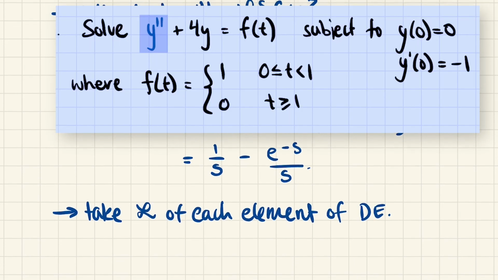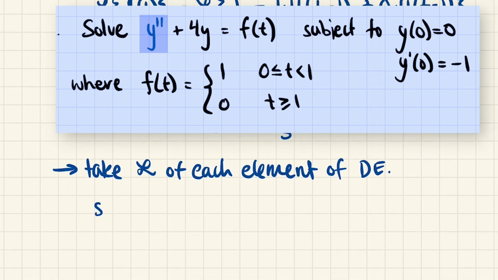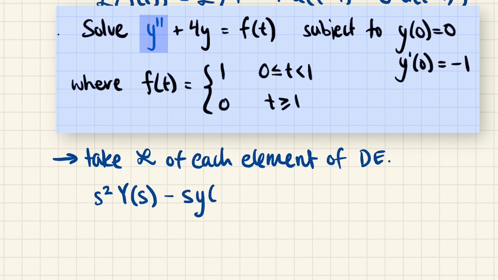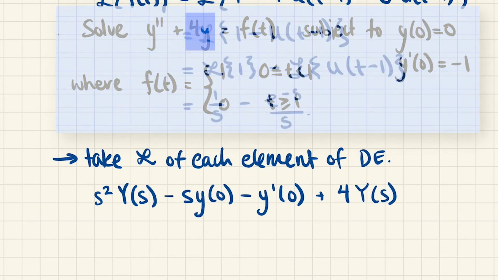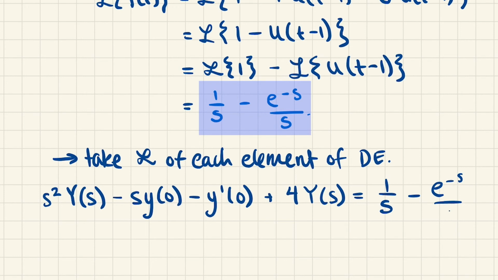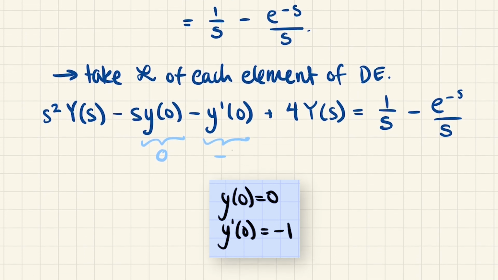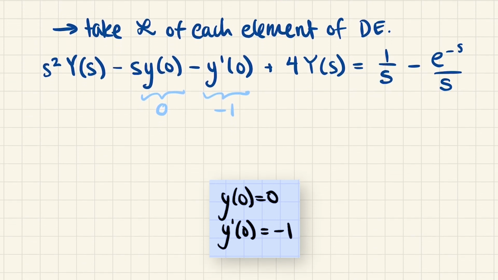So here we have the Laplace transform of y double prime. Well, we've encountered that many times. And then plus 4 times the Laplace transform of y, which is just capital Y of s. And that's equal to the right-hand side Laplace transform that we found earlier. Okay, so y of 0 is 0, and y prime of 0 is negative 1. So what are we dealing with here?